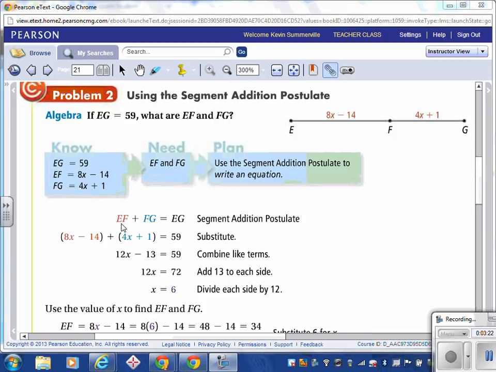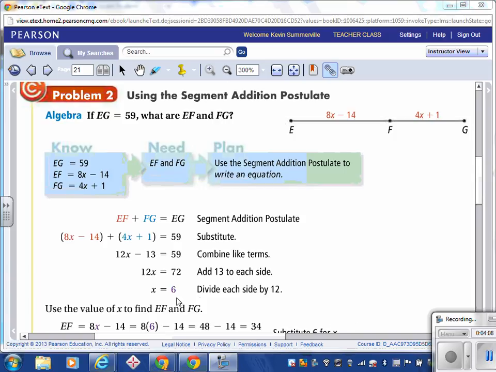Setting it up as EF plus FG equals EG, we'll substitute in the information for EF and FG and set it equal to 59. After adding our like terms, we get 12x minus 13 equals 59. We want to get the 12x by itself, so we have to do the opposite of minus 13. So we're going to add 13 to both sides, and we get 12x equals 72. And when you divide by 12, you'll get x equals 6.